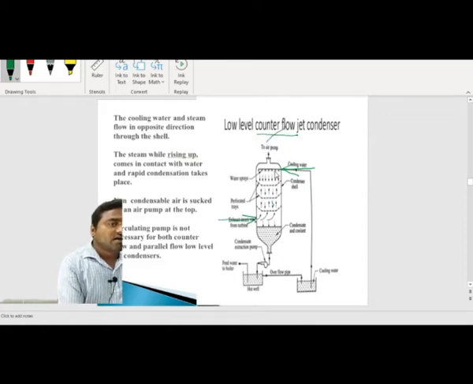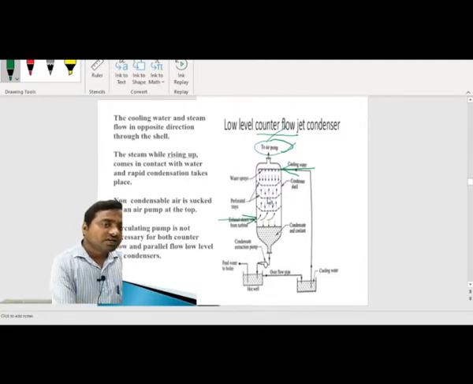Okay, and for extracting the air, we will use a suction pump at the top. Here there will be an air pump. And the cooling water sprinkles from the top, and there will be an arrangement of a perforated tray. A perforated tray gives a sufficient direction and space for the cooling water which is spraying from the top, and which cooperates in thorough mixing of the steam which is coming from the bottom to the top side.